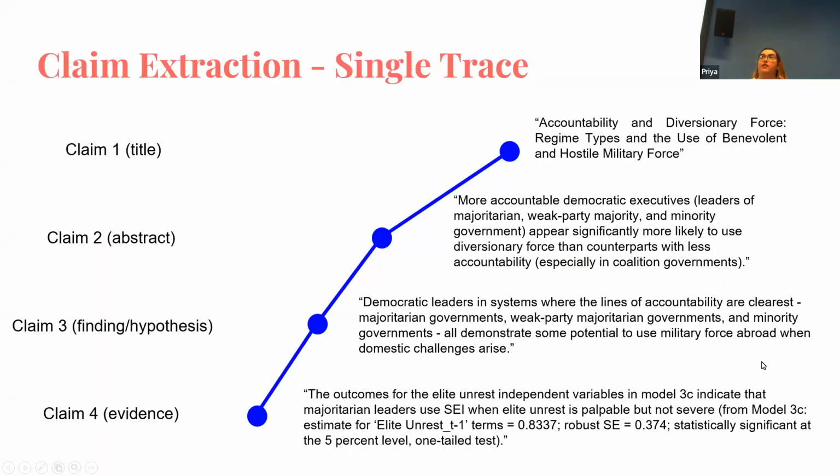But first I'll back up and explain what we mean by a claim. We think papers are just a bunch of text, but within that, hopefully there are actual things being claimed in them. A claim can be thought of as a claim trace that runs through the entire paper. The title will often make a claim, but then you can usually trace that to a sentence in the abstract, then to a hypothesis or a finding, and then the actual statistical evidence that corresponds to that. So we extracted claims from papers based on this logic.